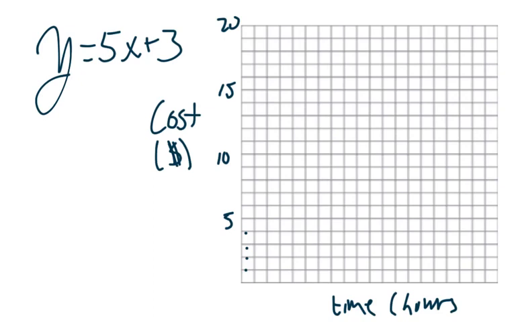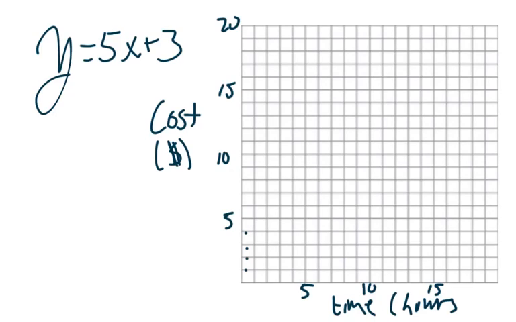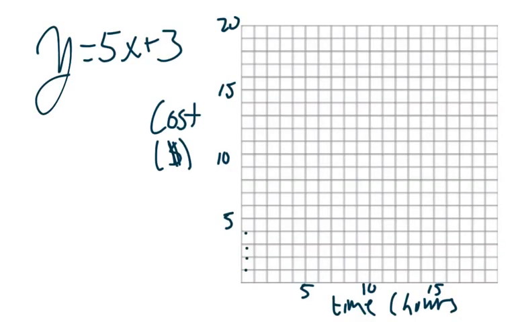1, 2, 3, 4, 5. 15, 16, 17, 18, 19, and then we got 20. So our y-intercept here is 3.